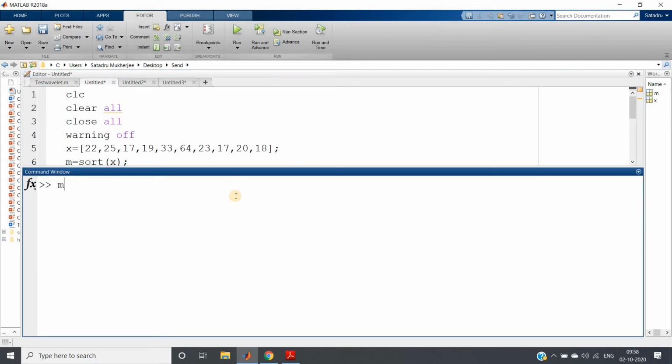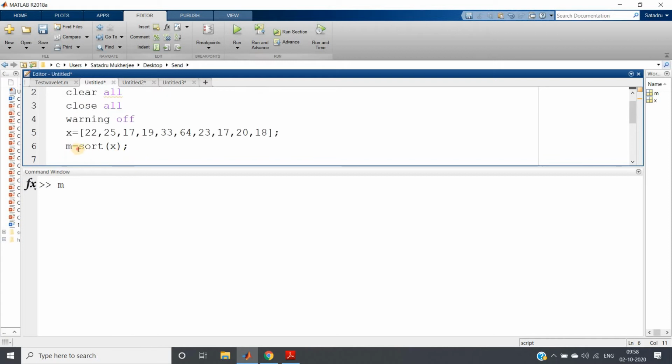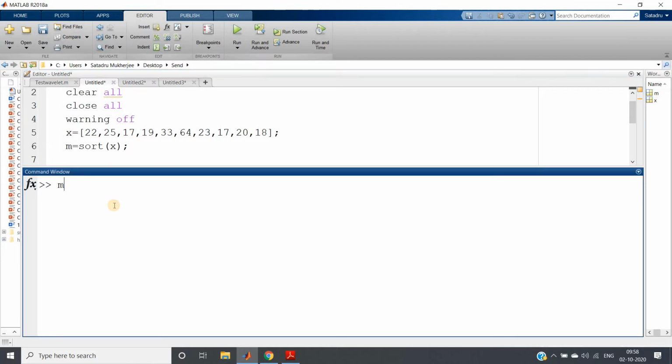First sort the data set, because to calculate the median, 25th percentile and 75th percentile, we need to sort our data set, right? So first I have sorted. Let us see the sorted data set. You can clearly understand what our median is going to be. See, 1 2 3 4 5 6 7 8 9 10, 10 data points.